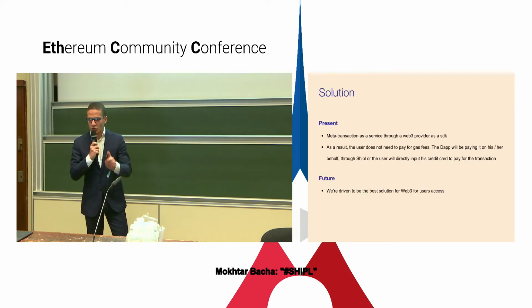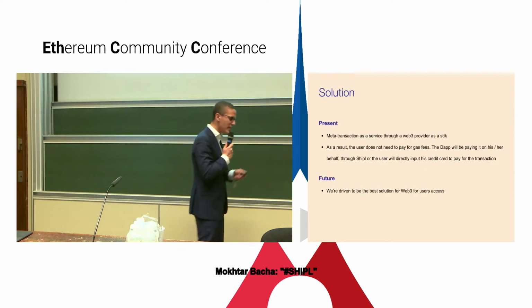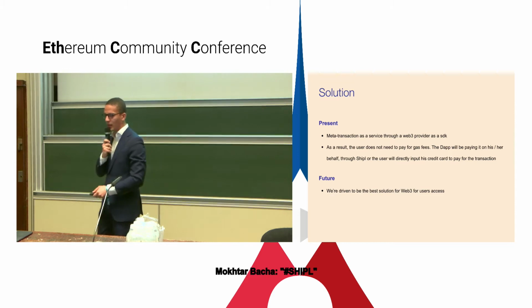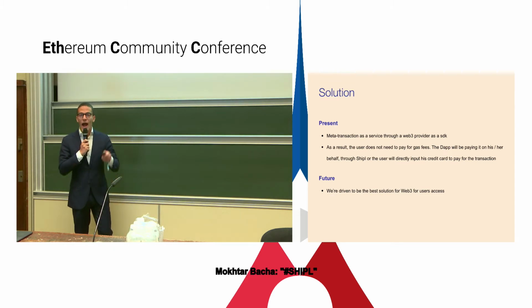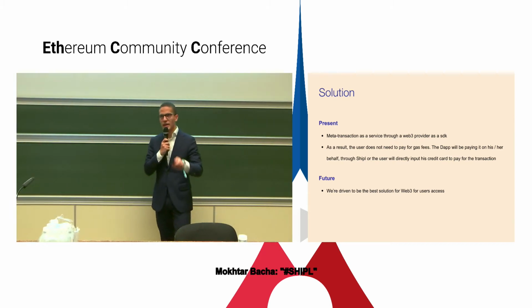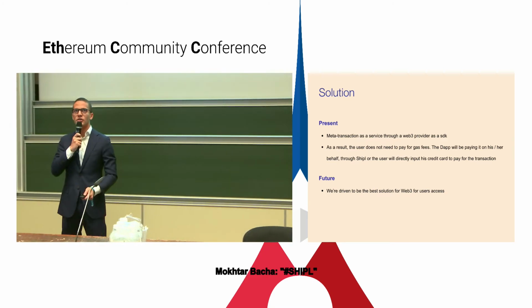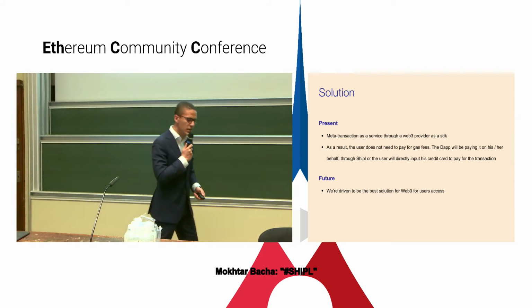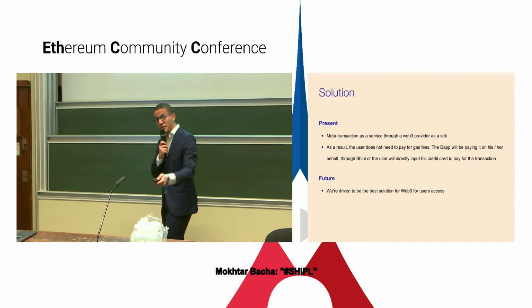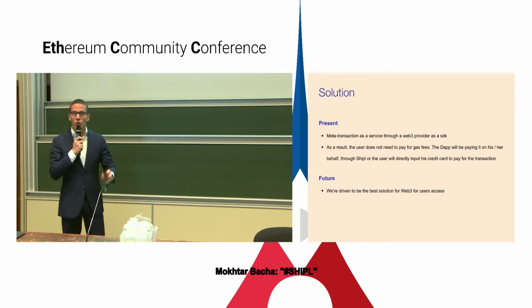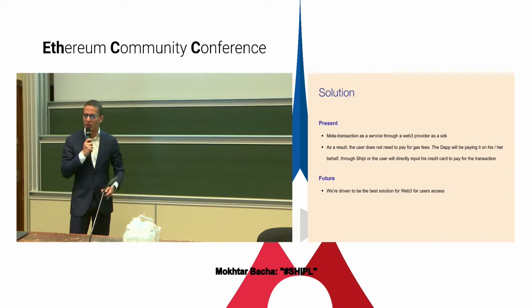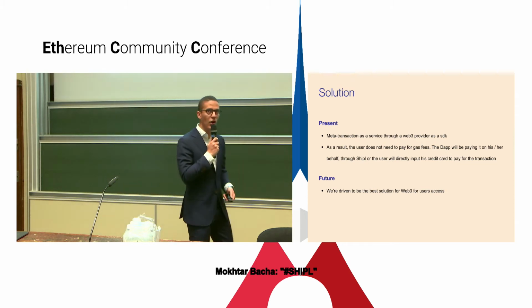So what is the solution exactly? Today, we are a meta transaction as a service through a Web3 provider. It's a very nice SDK, which is very easy to implement for any developer. As a result, the user doesn't need any Ether to make a transaction. He can make Etherless transactions. So who's going to pay for these transactions? It gives either the possibility to the dApp developer to pay for the transaction, or to the user to pay in fiat for his transactions, in dollars, euros, yen, or whatever fiat currency you want. In the future, we look to being the best solution to onboard users on Web3.